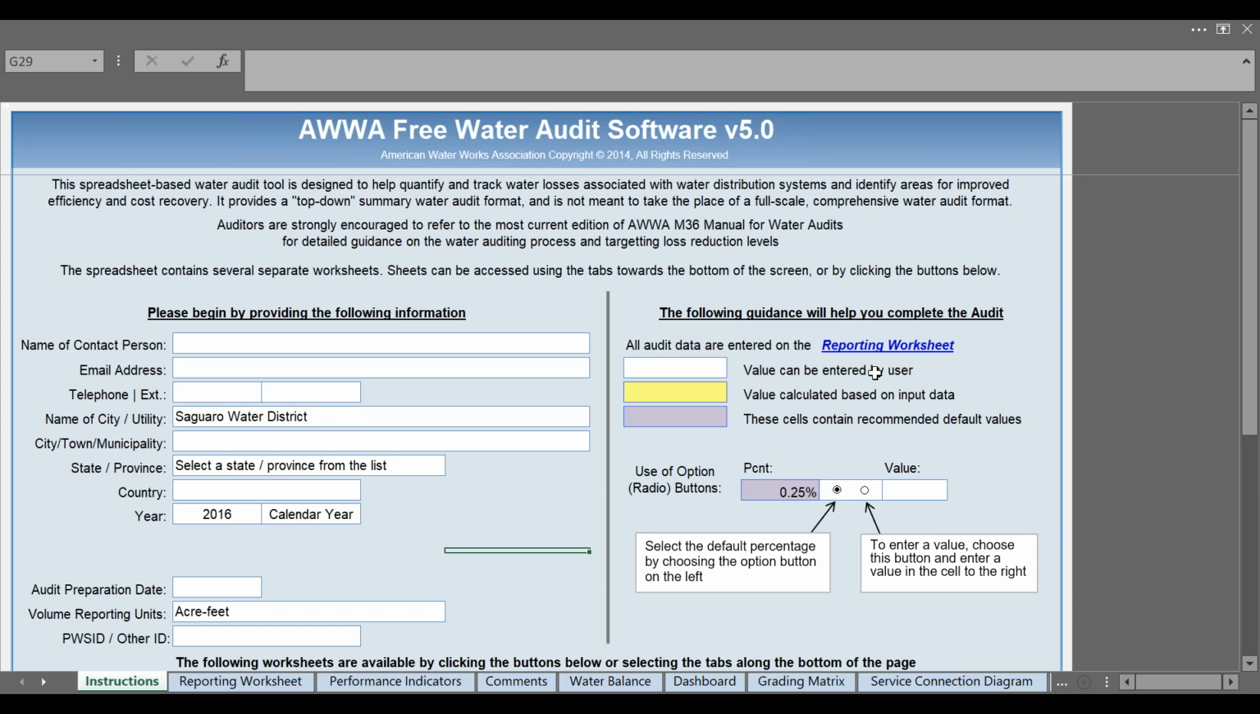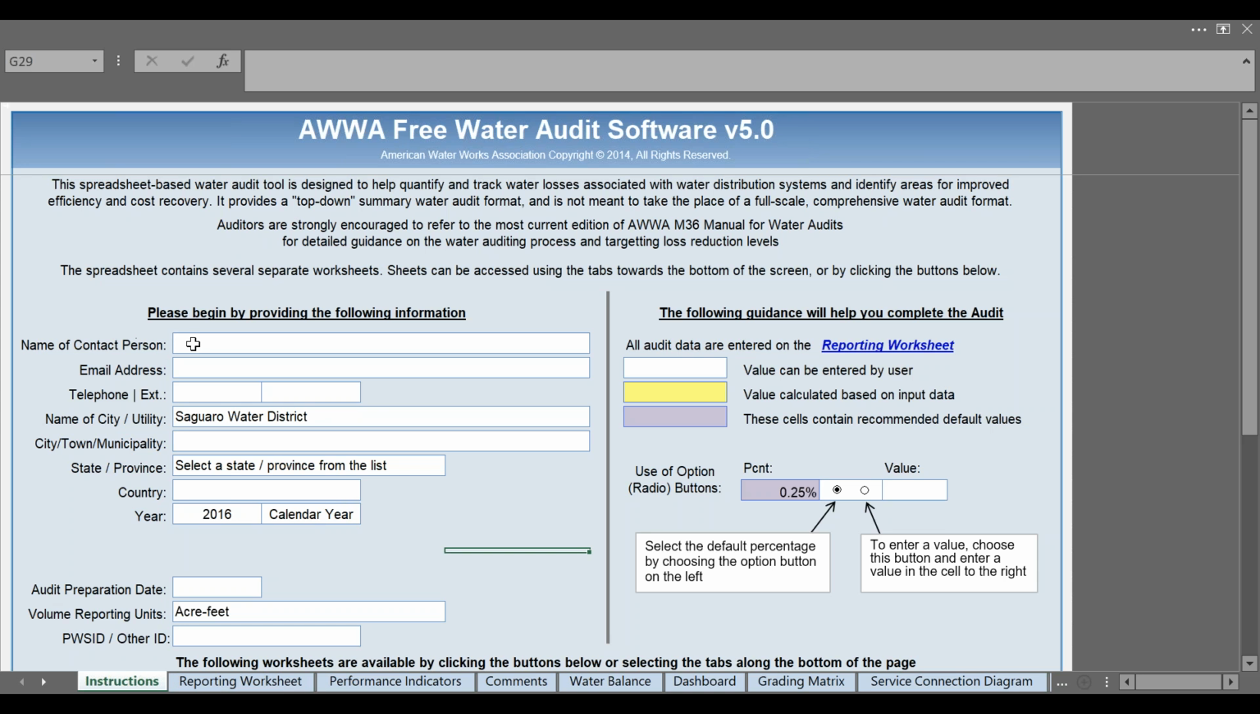The first sheet that we see here is the instructions tab. Again, familiar, just like any other Excel file, we have tabs along the bottom of the screen to help you navigate. And there are other navigation buttons that we'll take a look at for ease of switching back and forth for reference data when you're putting together your water audit.